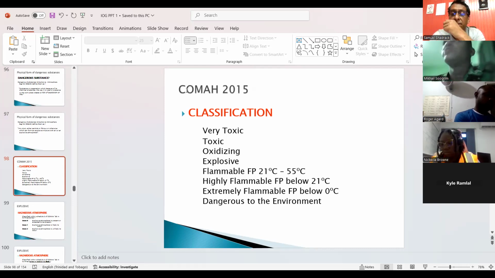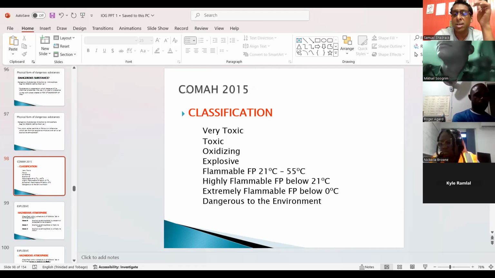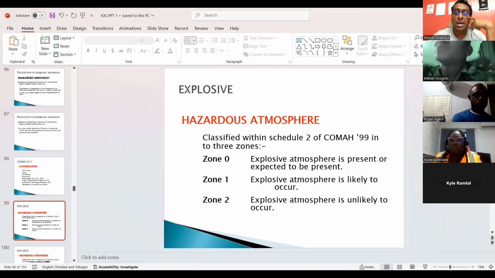You would need to learn some of these definitions, right? Whether you learn it now or closer to the end of the course, it'll be best to learn it towards the end because you'll forget. Toxic, oxidizing, explosive, flammable, highly flammable, extremely flammable, dangerous to the environment.